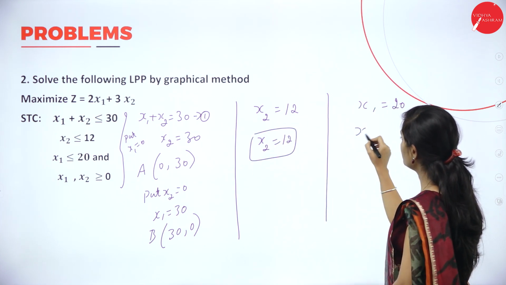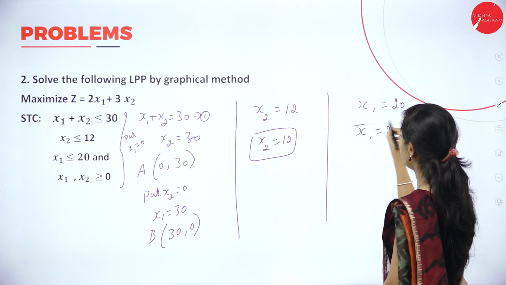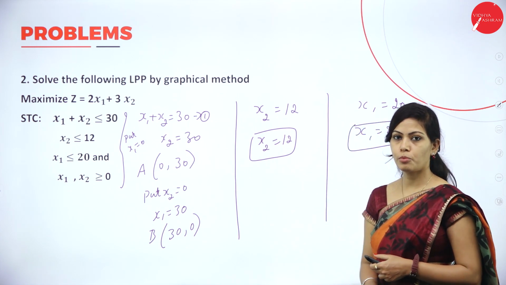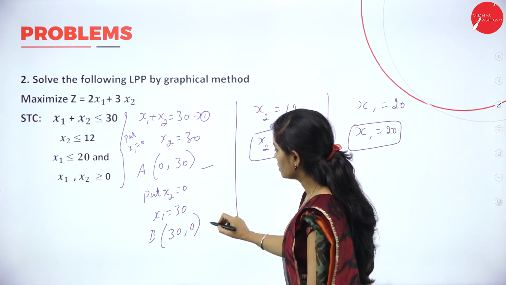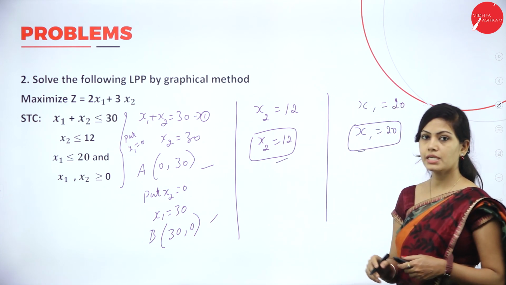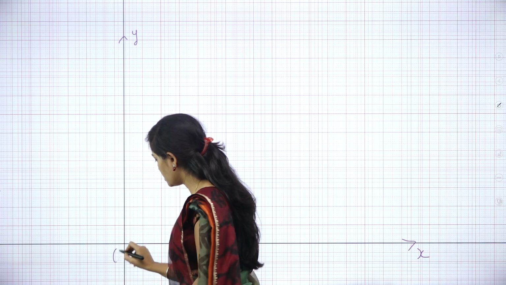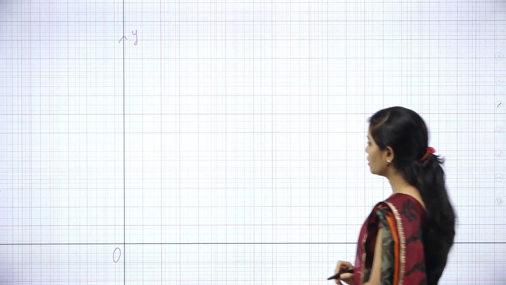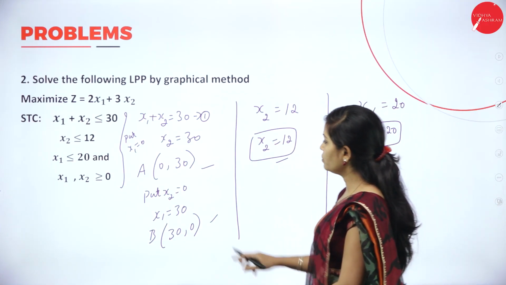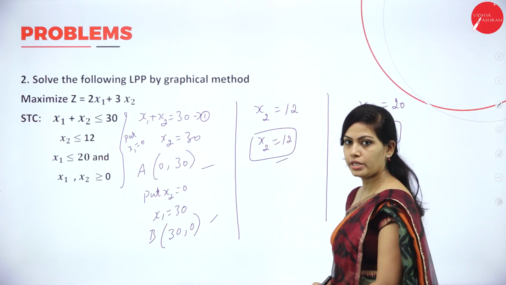And in the third equation, x1 is equal to 20. So using these points A, B, C and D, we can construct a graph. This is the x-axis and this is the y-axis, and the origin is 0. So here we find the maximum value. 30 is the maximum value here.